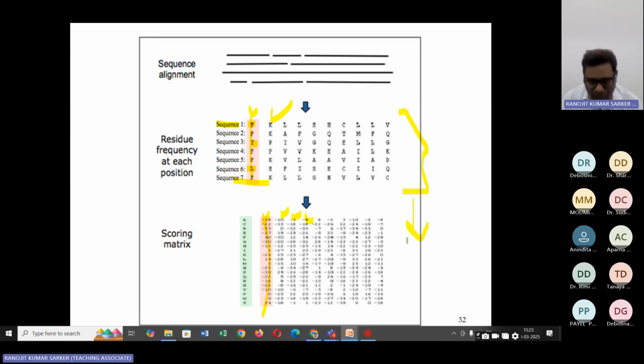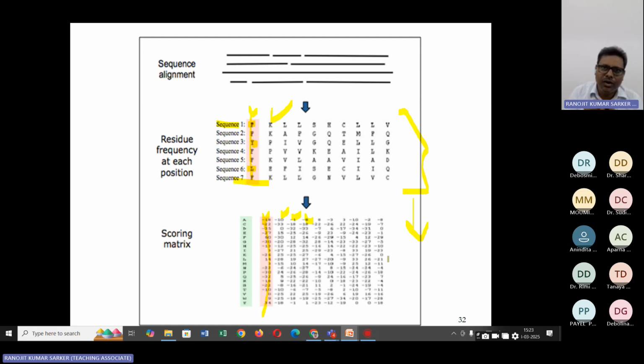Many times, if we use a particular sequence for a search, think that you have a known sequence of kinase activity. What do you want to know? You want to search the database for what other proteins have kinase activity.